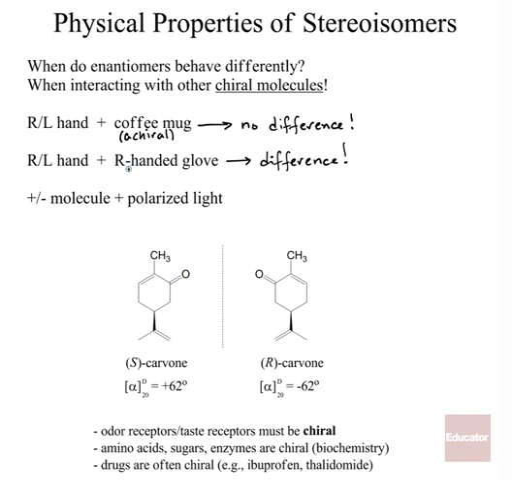But a right-handed glove is something that is chiral. And so when you bring in a chiral molecule with another chiral molecule, they are going to interact differently. So that's exactly an example of that.